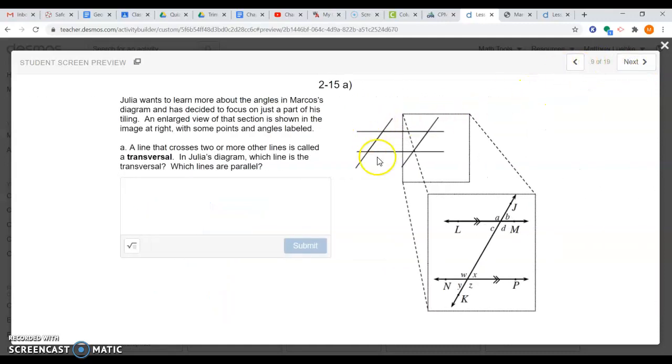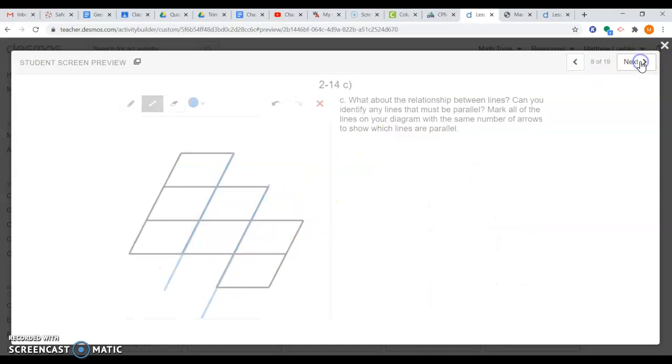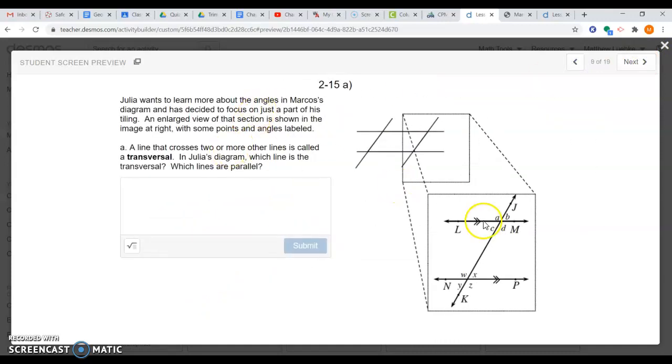Here, you can see the connection. If we look at the picture here, we're focusing in on a certain section of that tiling pattern, and it's going to introduce this new word to us. This line that's cutting through these parallel lines is what we call a transversal. It says in this diagram down here, which line is the transversal, and I'm going to give you that answer because we've never really seen this before. It is line JK. Line JK is the transversal because it's cutting through those parallel lines.